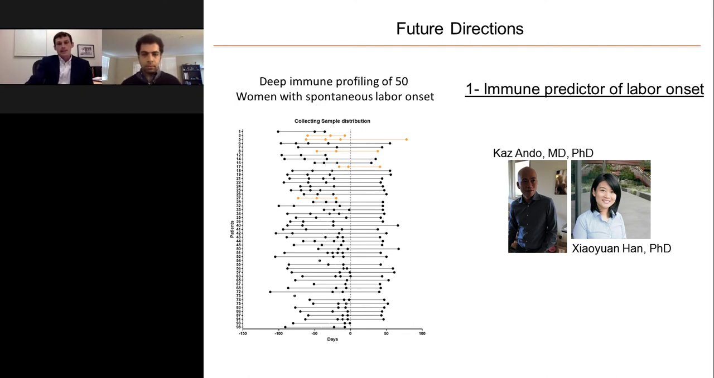And over the last year, two postdocs in the lab, Kaz and Xiaoyuan, have worked tremendously hard to recruit over 100 women that delivered between last February and this February. Of those, over 50 women delivered spontaneously at term. And so this creates a beautiful data set of samples that are collected during pregnancy, with an emphasis towards the end of pregnancy, towards the third trimester, and that will allow us to identify these immune events that perhaps predict the onset of labor.